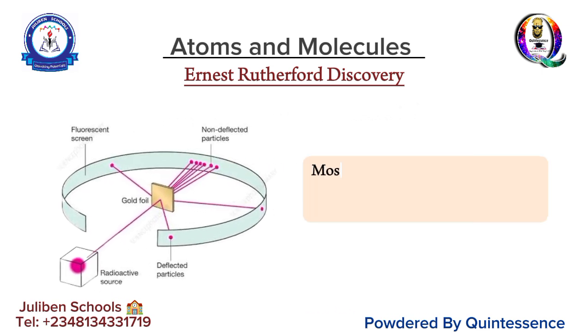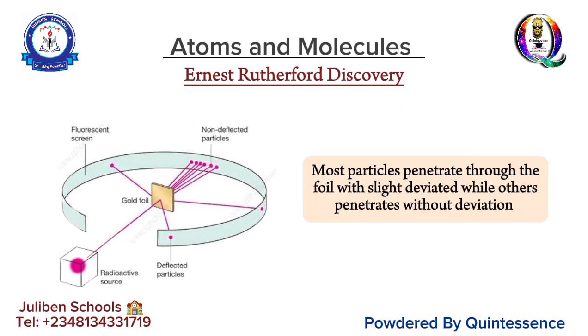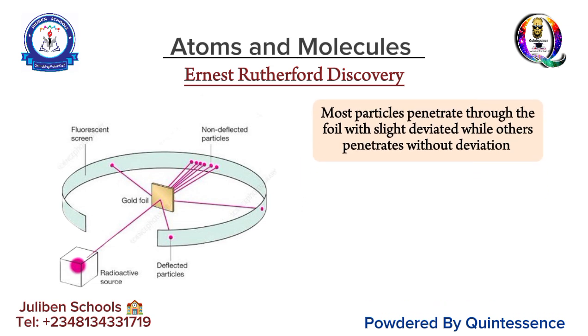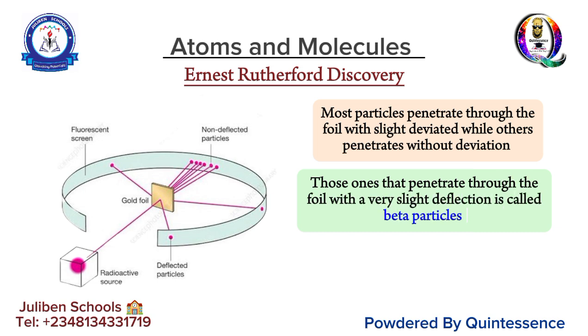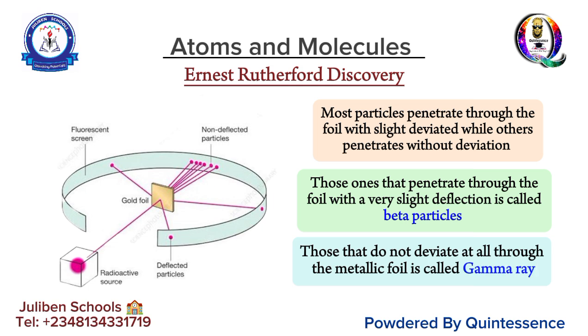discovered that most particles penetrate through the foil with slight deviation, while others penetrate through the foil without any deflection at all. Those that penetrate through the foil with a very slight deflection, he named beta particles. Those that do not deviate at all through the metallic foil are the gamma rays, right? Or the gamma wave, as the case may be.